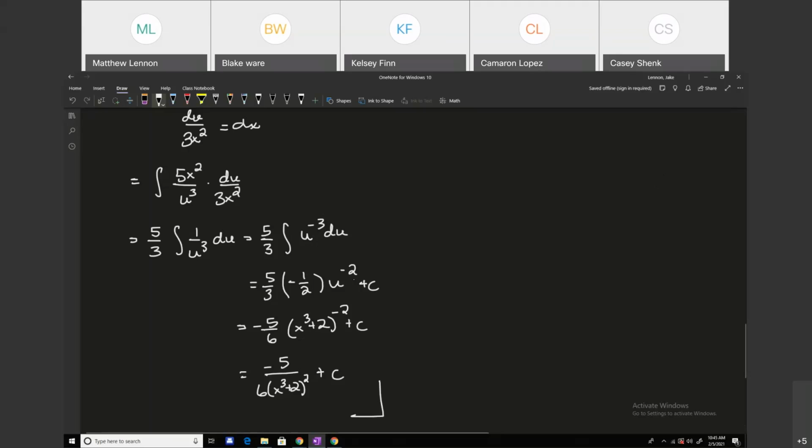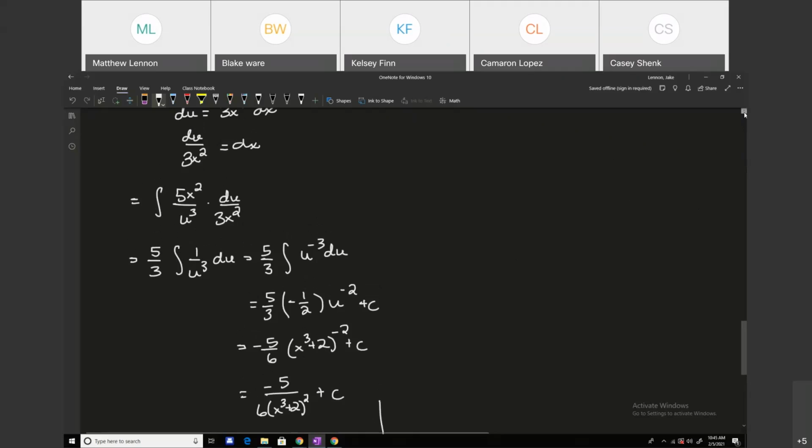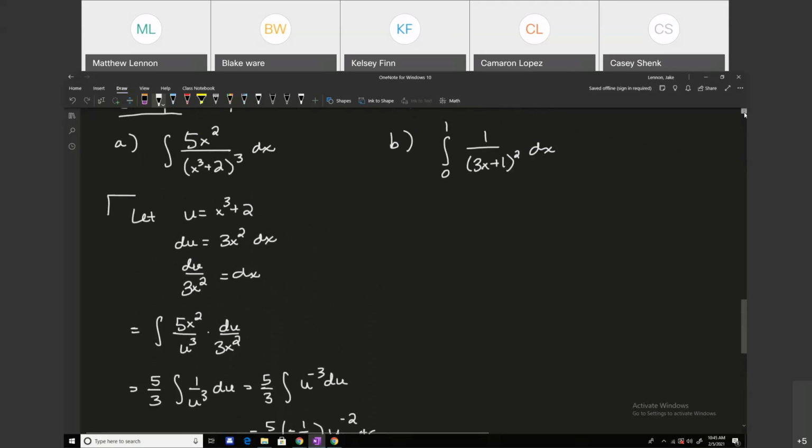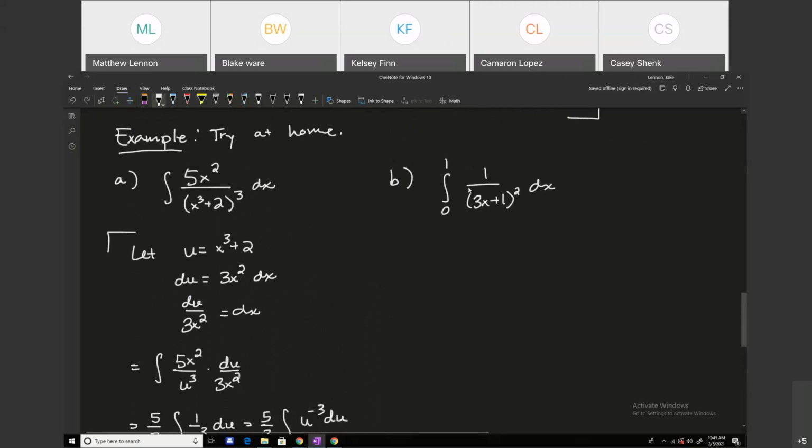So any questions on the first problem, part A? Okay, the second one's going to be pretty similar. So if you messed up that part on integrating u to the negative third, you probably had an error on the next one as well, because it looks to my eye like we're going to get something like u to the negative second because of this fraction. So again, we're going to let u equal 3x plus 1. So then du is 3 times dx. So du divided by 3 is dx.